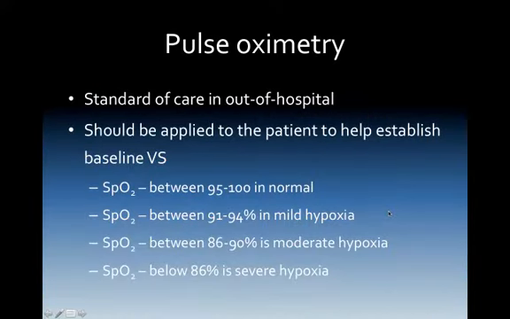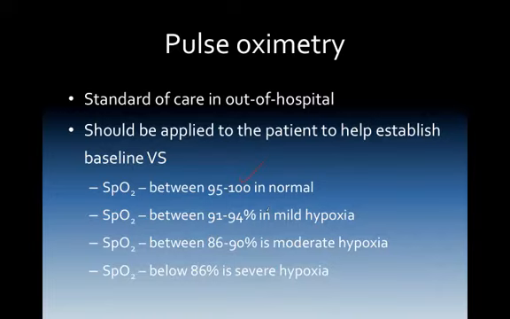Pulse oximetry, the standard of care in the out-of-hospital setting, should be applied to patients to help establish baseline vital signs. SpO2 between 95 and 100 is normal. SpO2 between 91 and 94% is mildly hypoxic. We should probably assist them a little bit. SpO2 between 86 and 90 is moderately hypoxic. And SpO2 levels below 86 is severe hypoxia. We should be careful of low perfusion states. CO poisoning will give us aberrant signs on this as well. CO poisoning could give us an SpO2 of 100, but I will assure you at the cellular level, they don't have 100%.